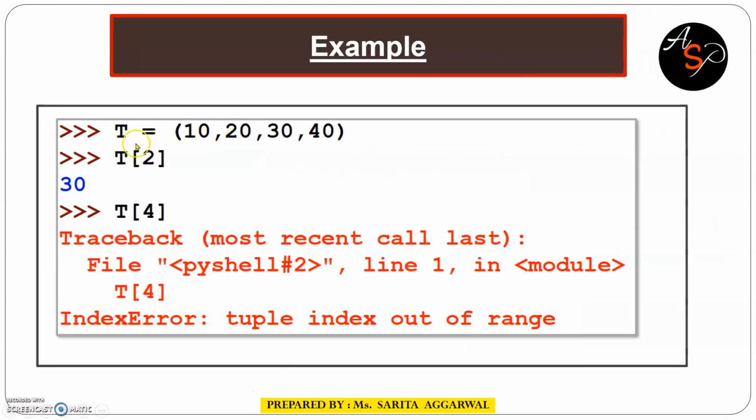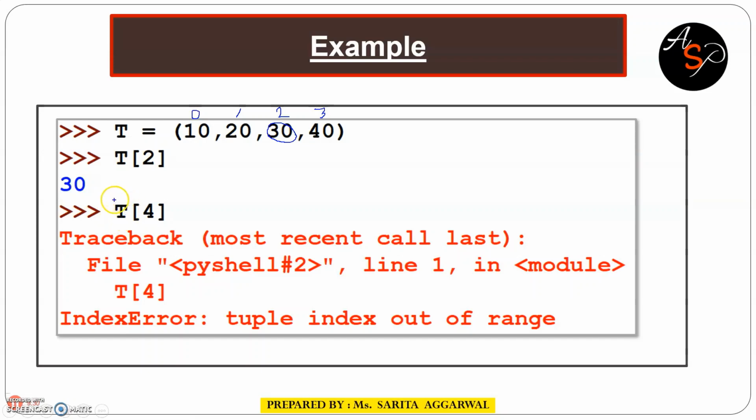next is, this is the example. Here T is a tuple having 4 elements, 10, 20, 30 and 40. These 4 elements are of integer type. Now T of 2, what will it do? It will return the element, it will access the element at index 2. So what is our element at 2? Look, this is index 0, this is index 1, this is index 2 and this is index 3. What value is at index 2? 30. So it will return 30.